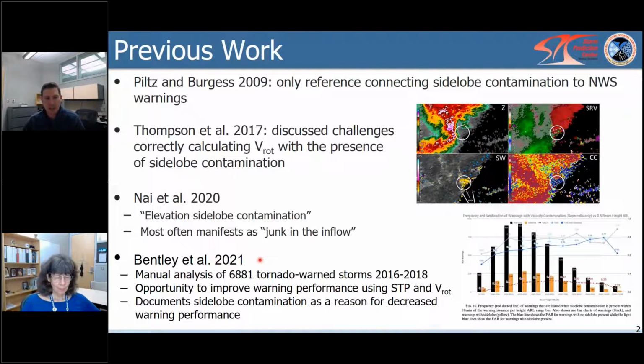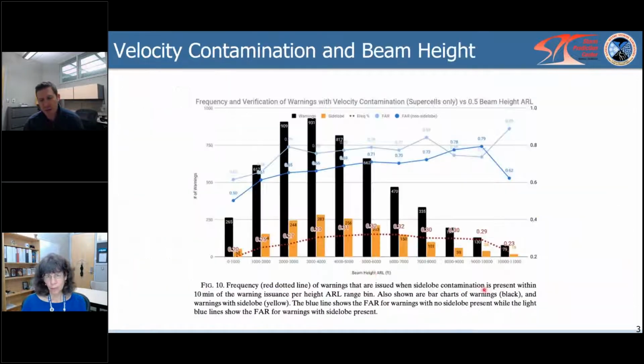But when we looked through that, we noted whether or not there was sidelobe contamination present, and that was really an interesting data set for Jamie and I to work with as we moved on later. And it was interesting to note that you could actually see a decreased warning performance when there was sidelobe contamination present. And also there was a sweet spot. On this graph down here in the bottom right, you can actually see that there's basically a peak.